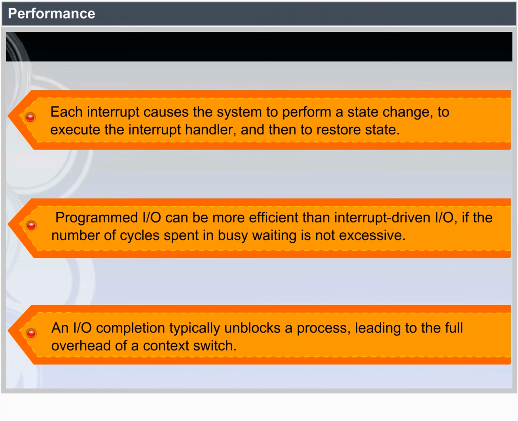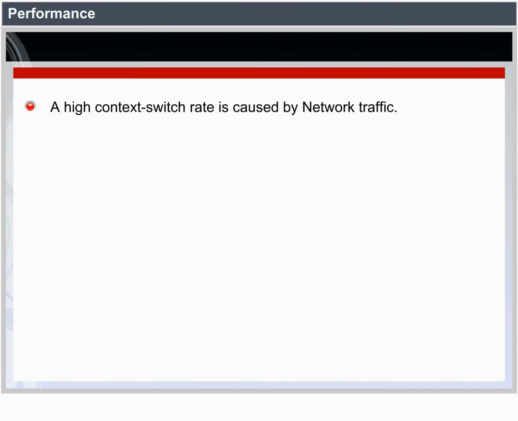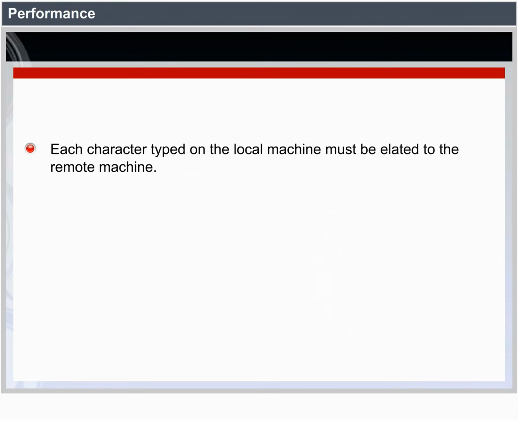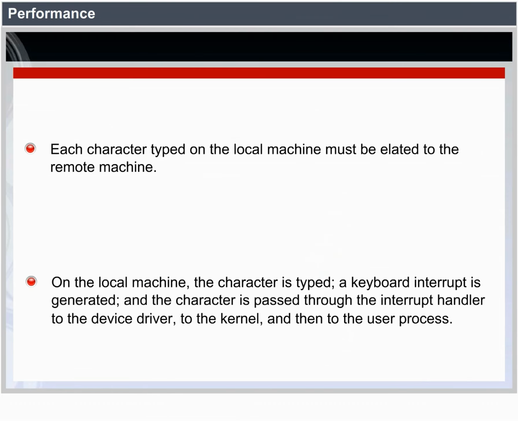Consider, for instance, a remote login from one machine to another. Each character typed on the local machine must be transported to the remote machine. On the local machine, the character is typed. A keyboard interrupt is generated, and the character is passed through the interrupt handler to the device driver, to the kernel, and then to the user process. The user process issues a network input-output system call to send the character to the remote machine.